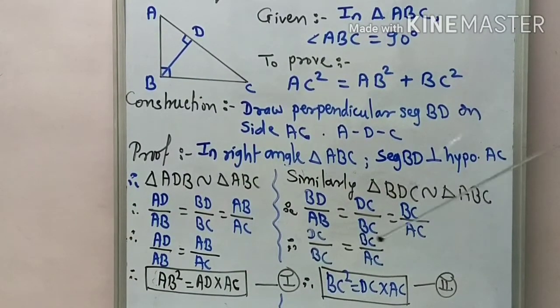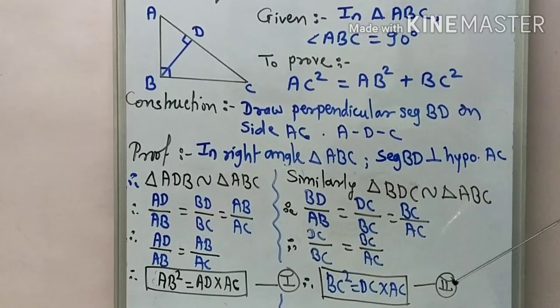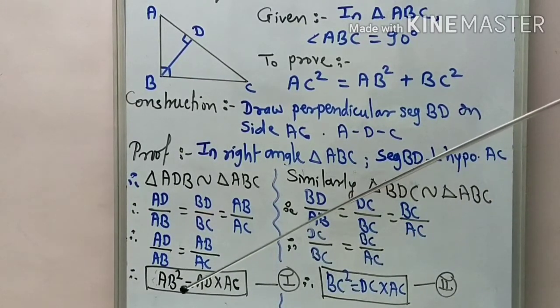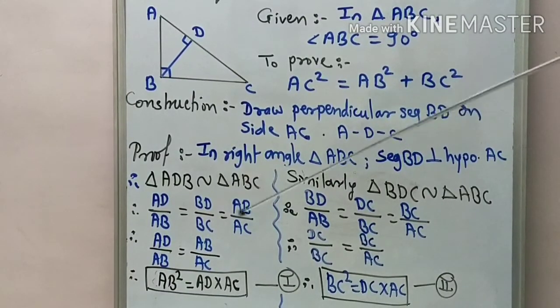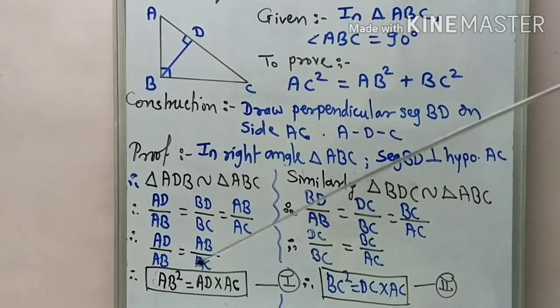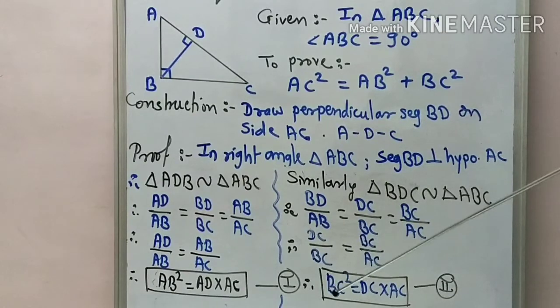And now what we notice here, students, is that the second and third ratio we take, so by cross multiplication we get BC square equal to what? DC into AC. Okay, we number it as 2, so we get AB square from 1 and BC square in 2, and as we have to prove that AC square equals AB square plus BC square, we have to add these two equations. Okay, so adding 1 and 2, we simplify this, then pay attention over here.